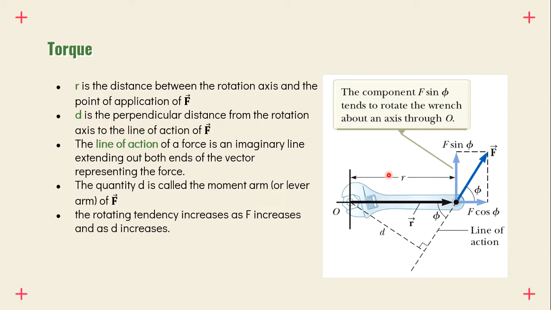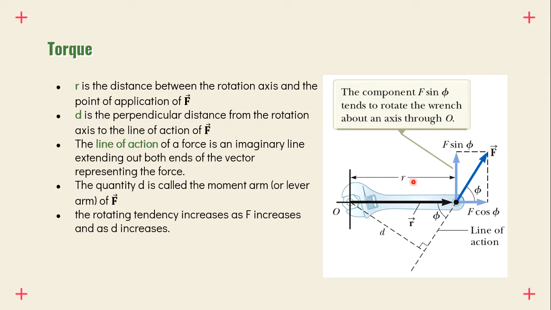Meanwhile, d is not similar to R, okay? So d is the perpendicular distance from the rotation axis to the line of action of F. And the line of action of a force is an imaginary line extending out both ends of the vector representing the force. So suppose that this is the force and we want to draw the line of action of this force. If you draw the line of action and you draw a line starting from the rotation axis to the line of action, the point where the line of action and this line from the pivot point meet perpendicularly, the length of that line is your d.